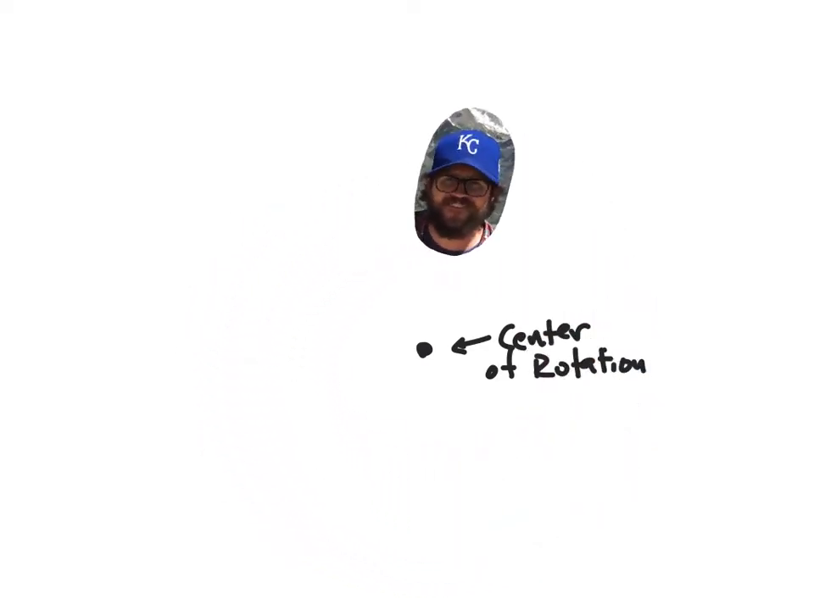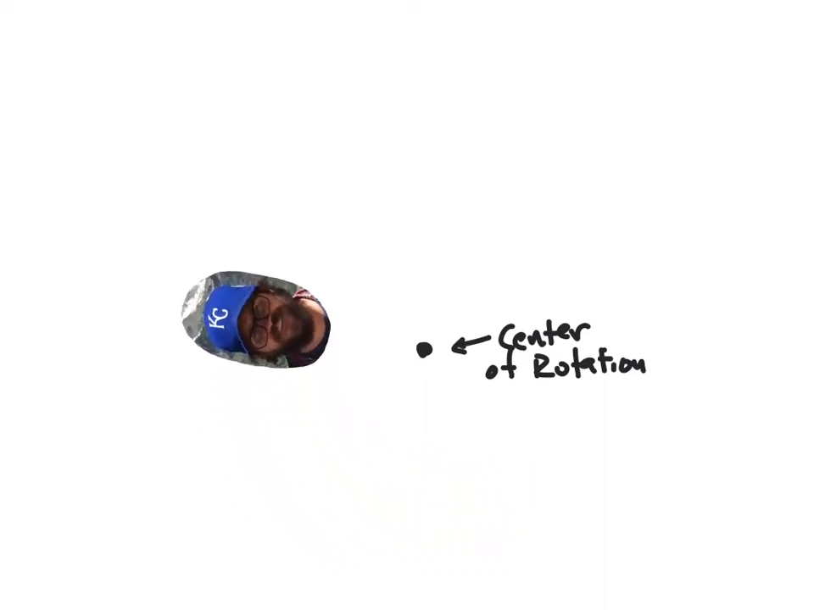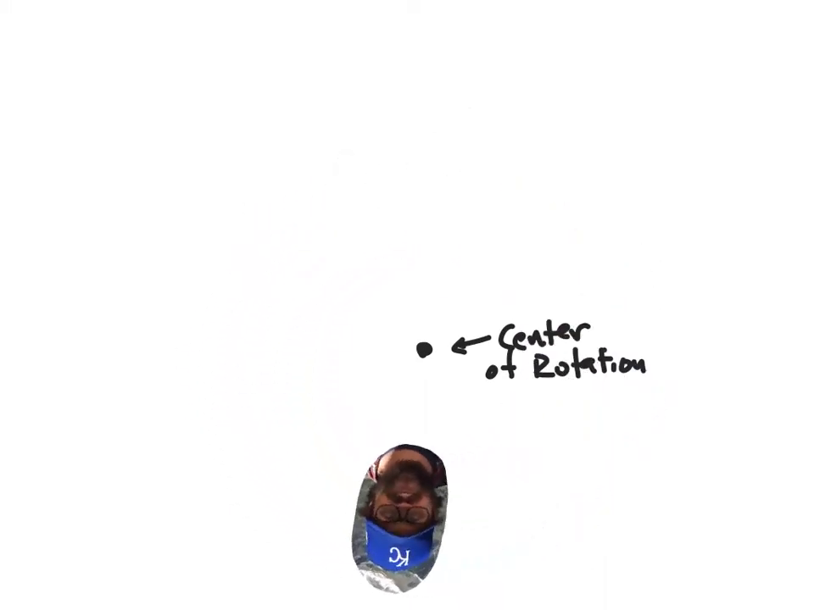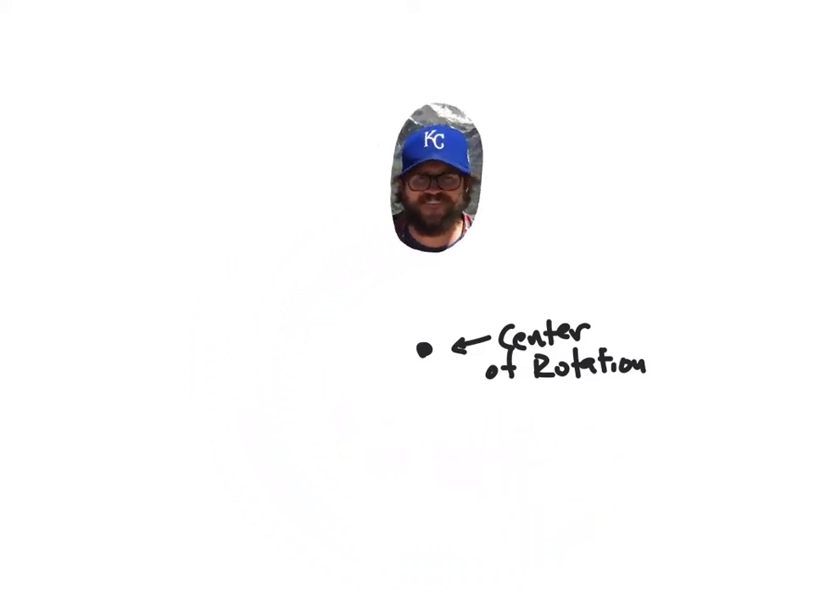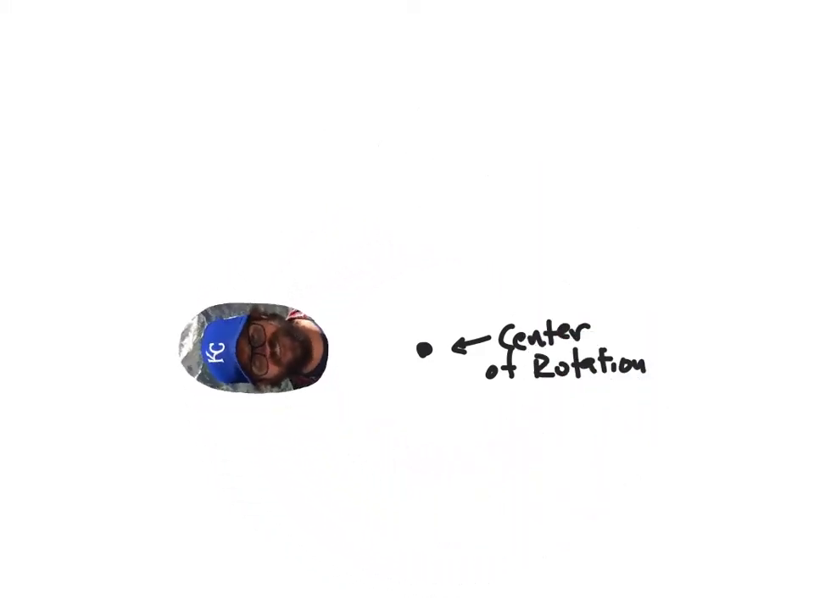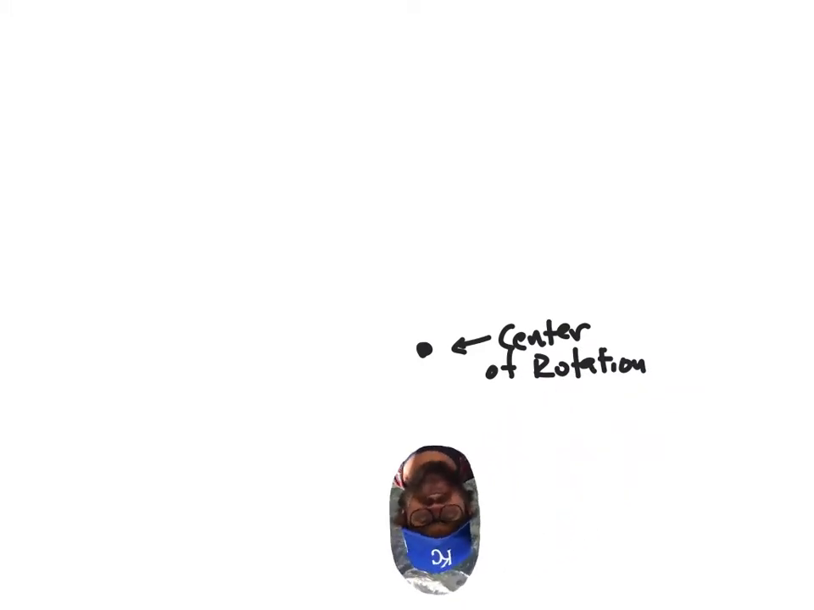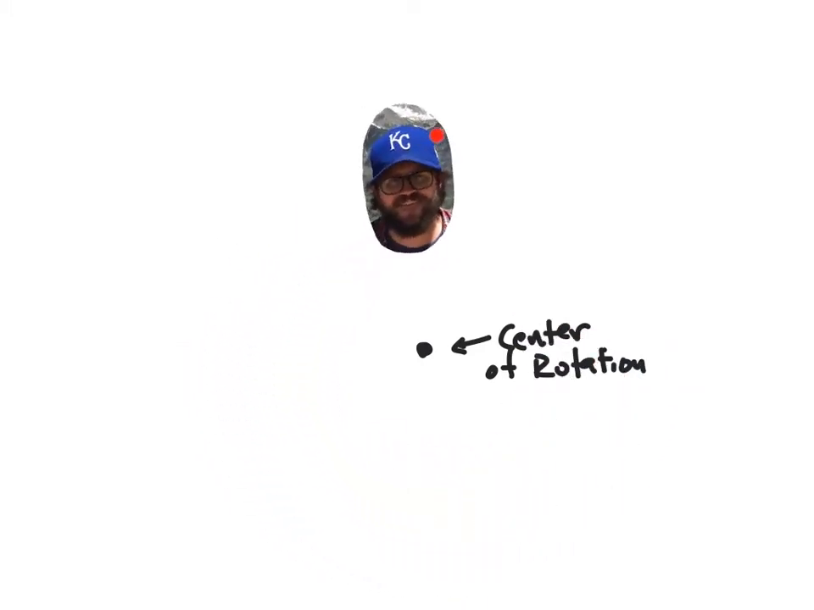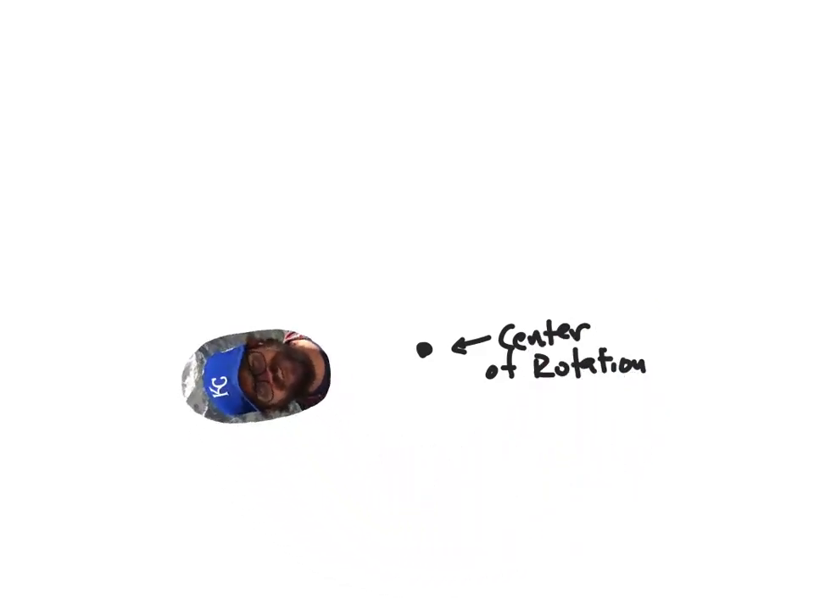Now, the other thing I want you to notice is that the size of my face, the size of my hat, the KC logo, that is not changing. That is remaining the same. So my face isn't changing size, but it's changing the orientation. And notice how it goes completely upside down. It's over here to the left, goes right side up, and so on.